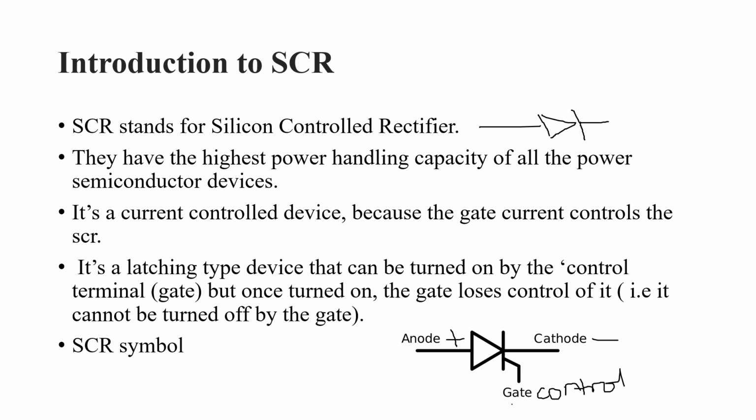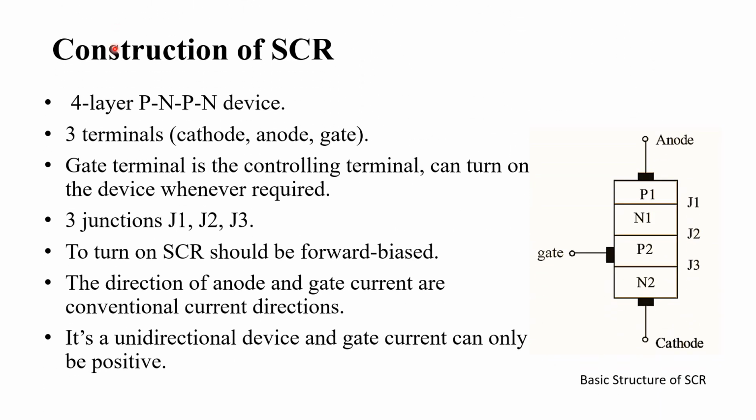So the gate terminal is the terminal that controls the flow of current from anode to cathode. Now we'll be discussing the construction of SCR. It is a four-layer PNPN device. It has three terminals: cathode, anode and gate. The gate terminal is the controlling terminal and it can turn on the device whenever required.